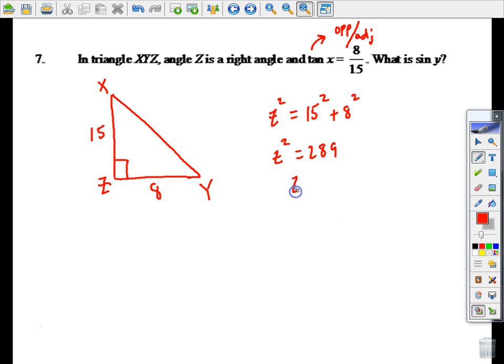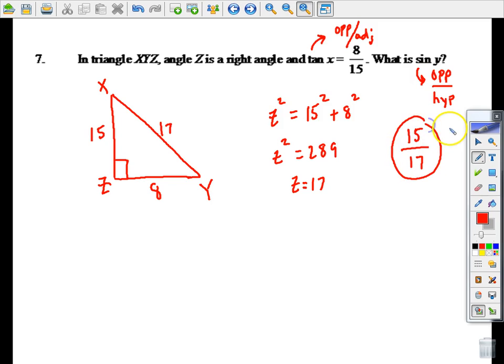And you get z is 17. All right, so now that I know the 3 sides of the triangle, it's pretty easy now to look from angle y's point of view, and let's find out what sine y is. Well, remember, sine is opposite over hypotenuse. So for this angle y, the opposite side is 15, and the hypotenuse of the right triangle is 17. And that's your answer for number 7.